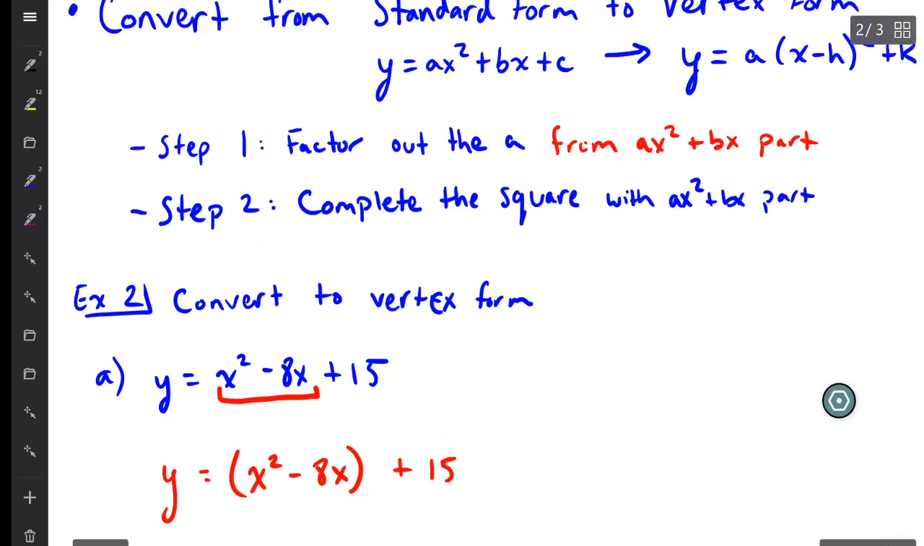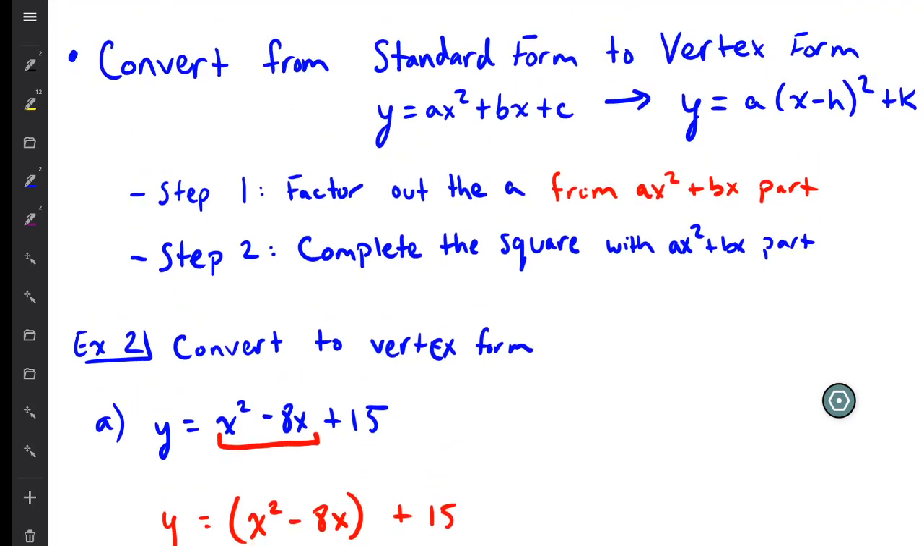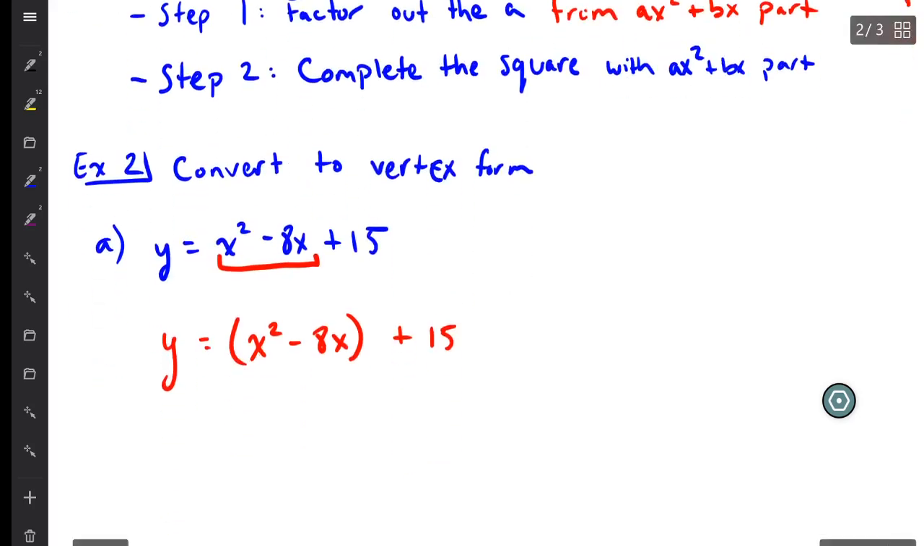And the reason the c is always going to stay outside is, let's look at the equation for vertex form. We have a plus k outside. So we don't want to factor the plain number. The number 15 is going to stay outside. It's not going to be the k. The k is going to change, but it's going to be in that spot, in that location.